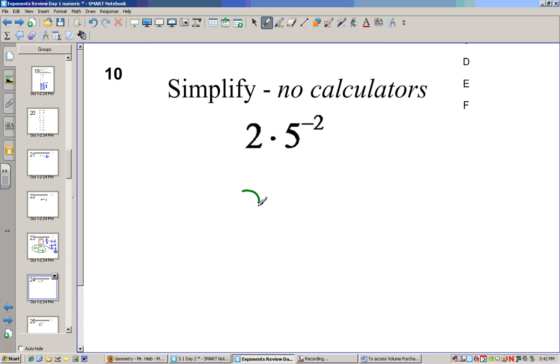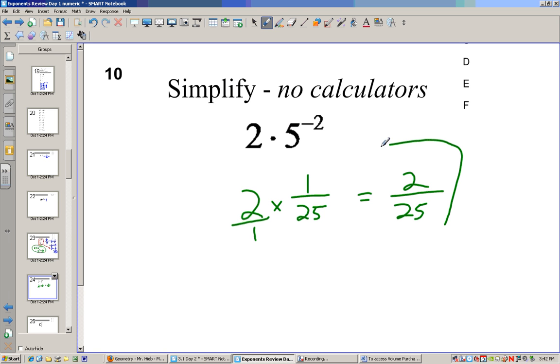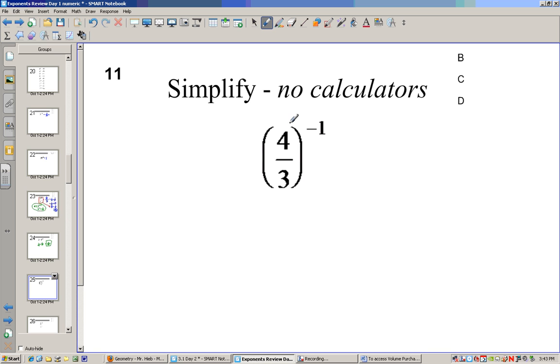All right, this 2 is what confuses a lot of people. We take 2 times, this would be 1 over 5 squared, which is 25. So when you multiply fractions, 2 times 1 is 2. 1 times 25 is 25. So our answer is 2 over 25. In this one, we have 4 to the negative 1 over 3 to the negative 1. Like I said, we can flip those. So it would be 3 to the first over 4 to the first. And to the first power doesn't really do much, so the answer is just 3/4.